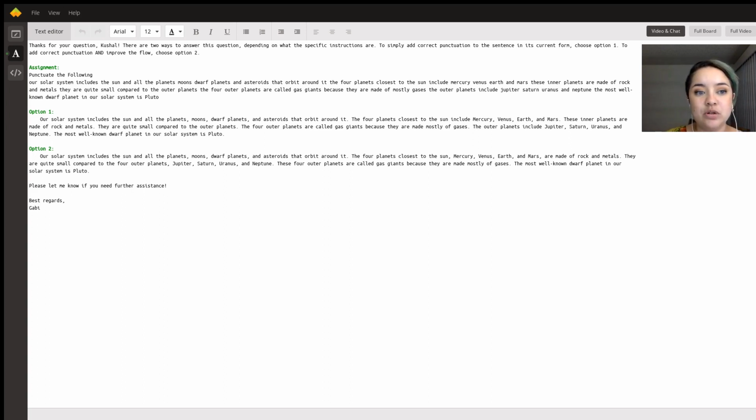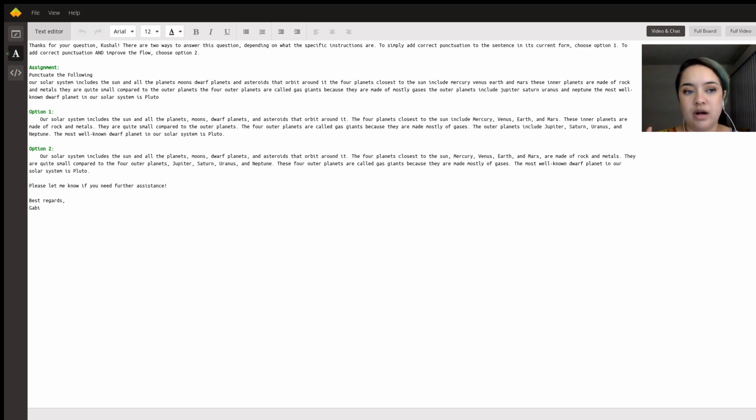It says our solar system includes the sun and all the planets, moons, dwarf planets, and asteroids that orbit around it. The four planets closest to the sun include Mercury, Venus, Earth, and Mars. These inner planets are made of rock and metals. They are quite small compared to the outer planets. The four outer planets are called gas giants because they are made of mostly gases. The outer planets include Jupiter, Saturn, Uranus, and Neptune. The most well-known dwarf planet in our solar system is Pluto.